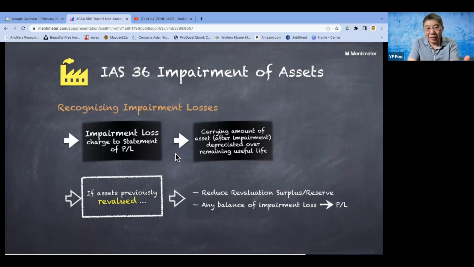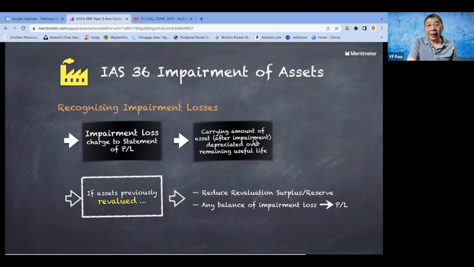But how do you recognize it? Where do you report impairment losses? If you have an impairment loss, you charge it to the statement of profit and loss. It will be charged out as an expense because it's a loss, so it goes to the statement of P&L. Don't put it to OCI or whatever, because this is not a valuation thing. This is really a check to ensure that your assets are not overstated.